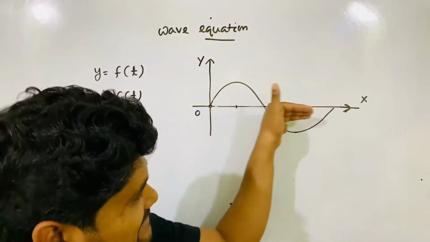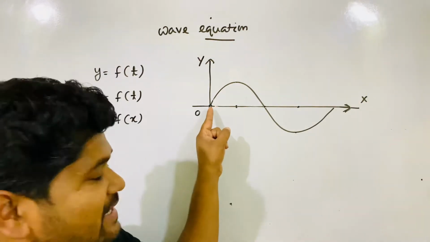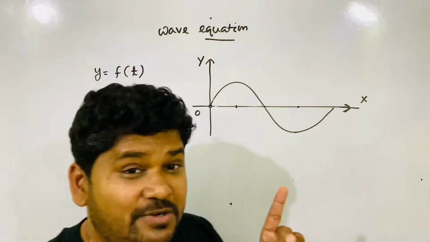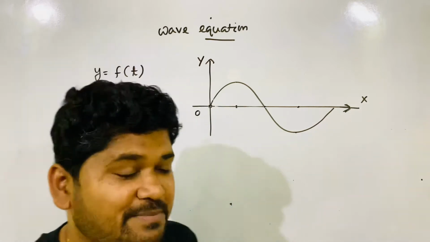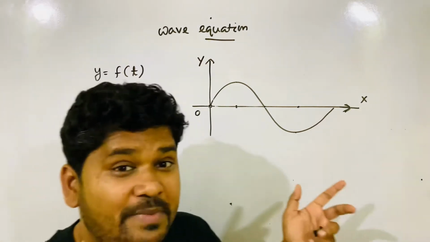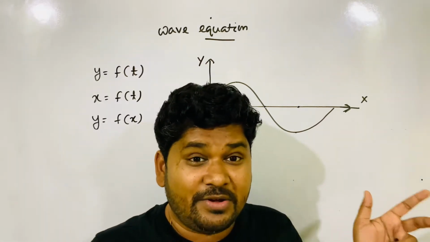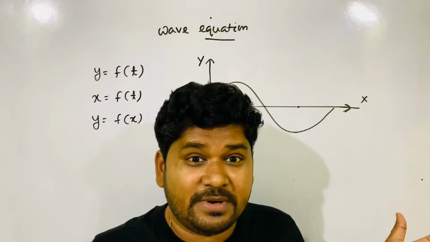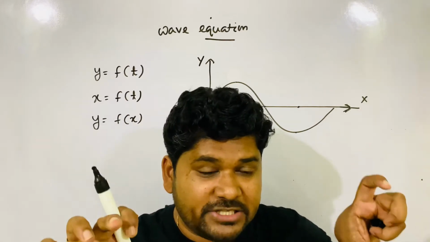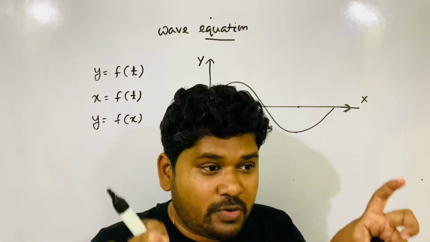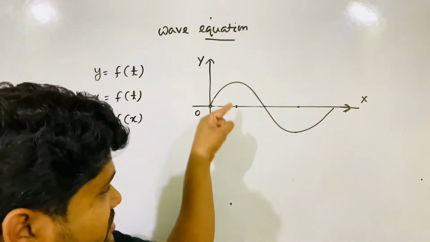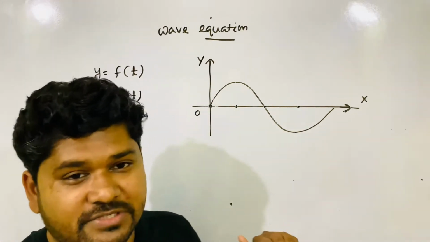X increases. But what happens to the particles? At a particular time, if you fix the time constant, how can you make the time constant? Time cannot be constant, but how can you make it? If you just take a photograph of the wave, like this. This is the photograph of a wave, suppose.